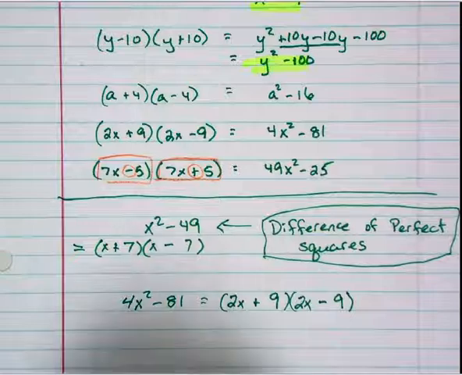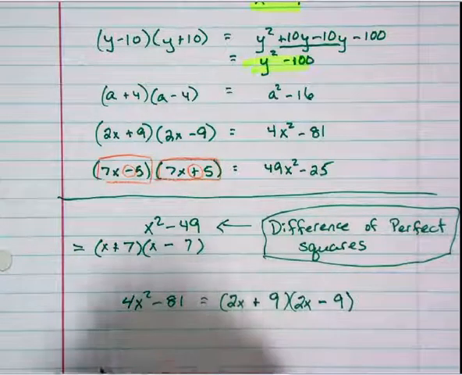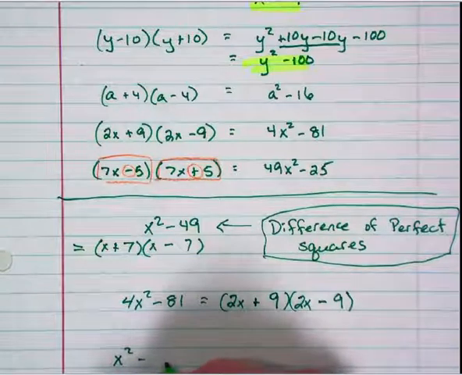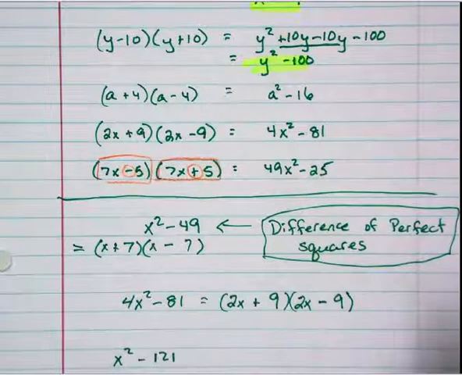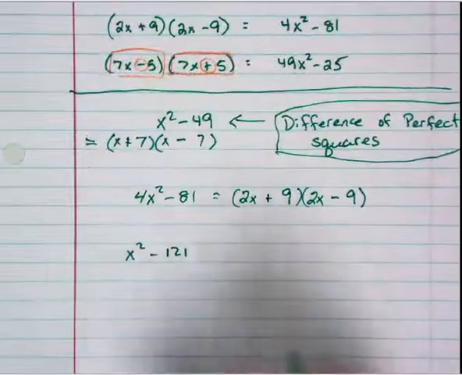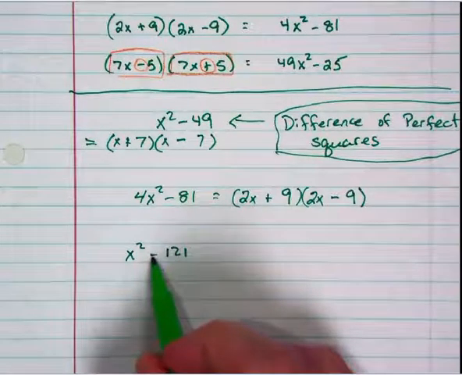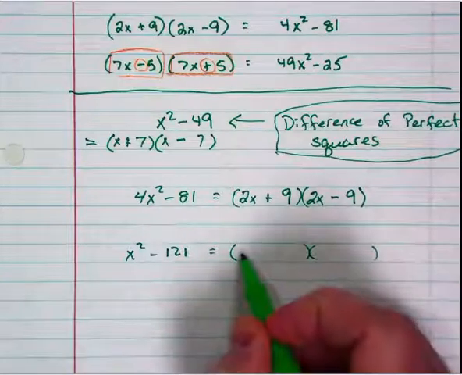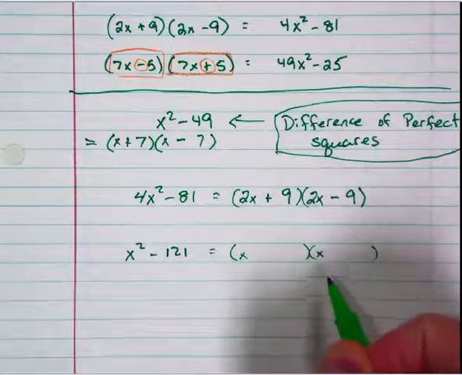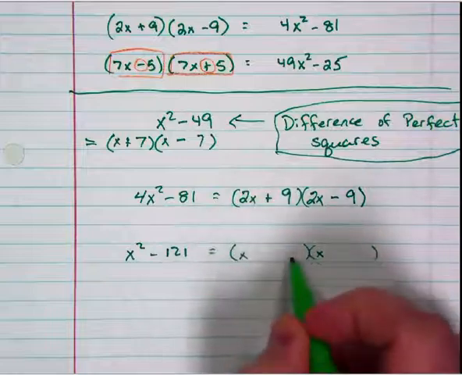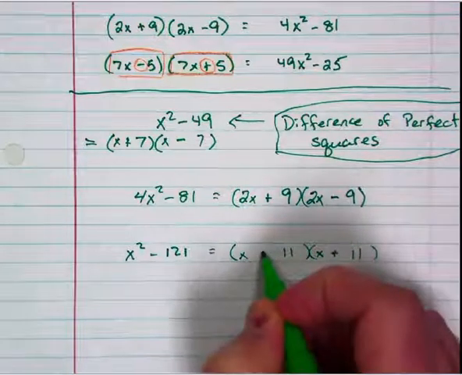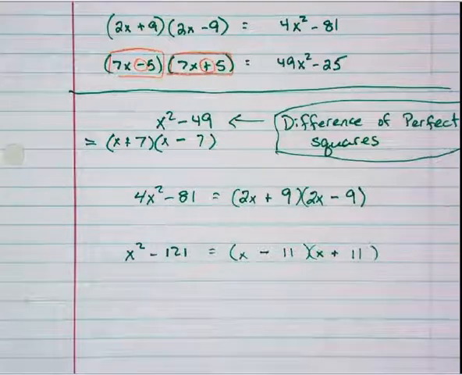So, if I was to give you x squared minus 121. Okay, again, perfect squares, difference. So this is going to be x and x. This is going to be, the square root of 121 is 11. One positive, one negative. Doesn't matter which.